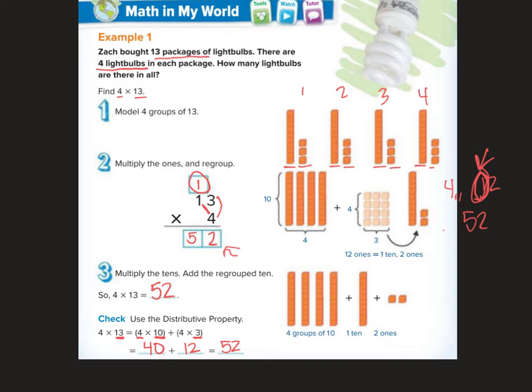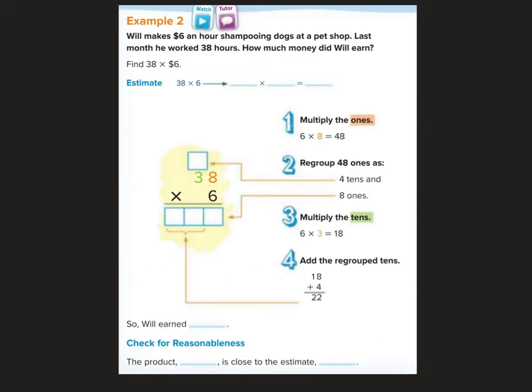All right, let's check out another problem. Example 2. Will makes $6 an hour. So that means every hour he works, he's going to make $6. And he shampoos dogs at a pet shop. Last month, he worked 38 hours. How much money did Will earn? So I need to take 38 times 6 in order to figure out how much money he earned.